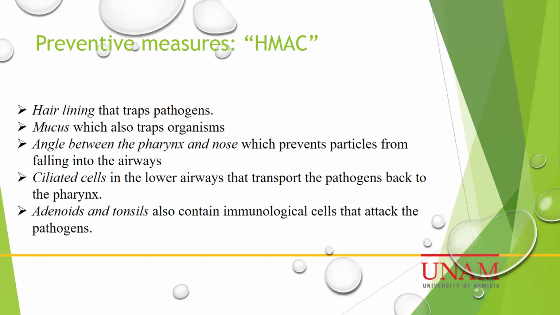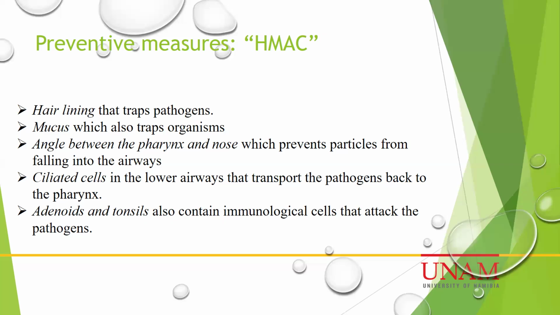The mucus also traps organisms, and the angle between the pharynx and the nose prevents microbes and particles from falling to the airways. Ciliated cells in the lower airways also help to limit passage of microbes down the lower airway. So they try to get the pathogens back to the pharynx where they can be cleared out. The adenoids and the tonsils also contain immunological cells that attack pathogens.